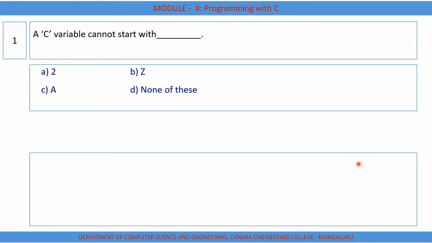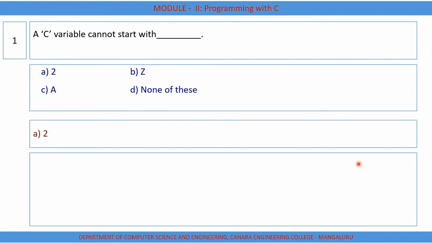The first question: a C variable cannot start with what? Option A is digit 2, option B is letter Z, option C is alphabet A, D none of these. Now the correct option here is A, 2.